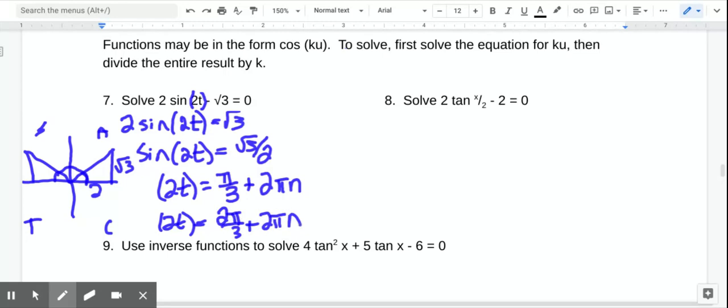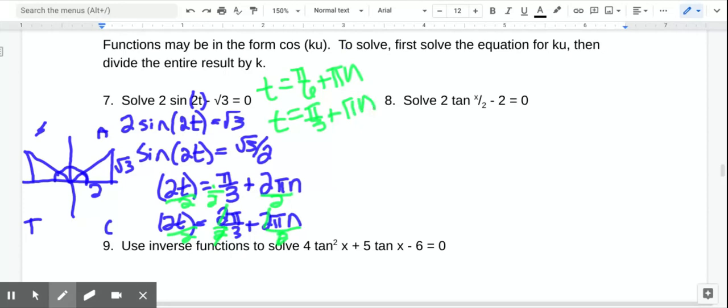Okay, now that we're at the very, very end of the problem, we are ready to deal with that 2. So what we're going to do is we're going to divide everything by 2, including this. Divide that by 2, divide that by 2, divide that by 2. And this will give us our answer. I'm going to put them up here so I can confirm. So t is pi over 6 plus pi n. And t is, let's see, those 2's are going to cancel. Pi over 3 plus pi n.